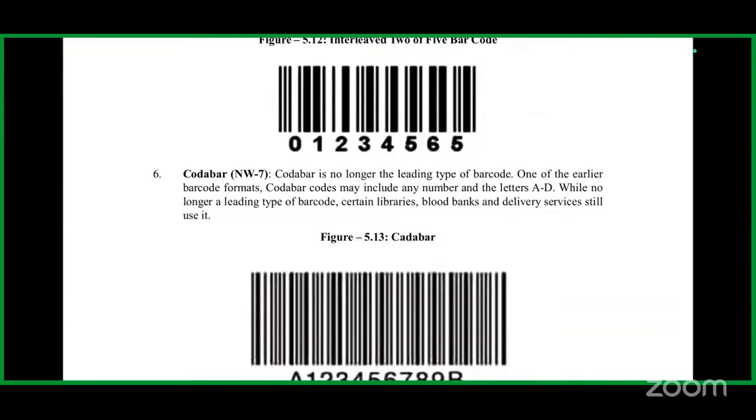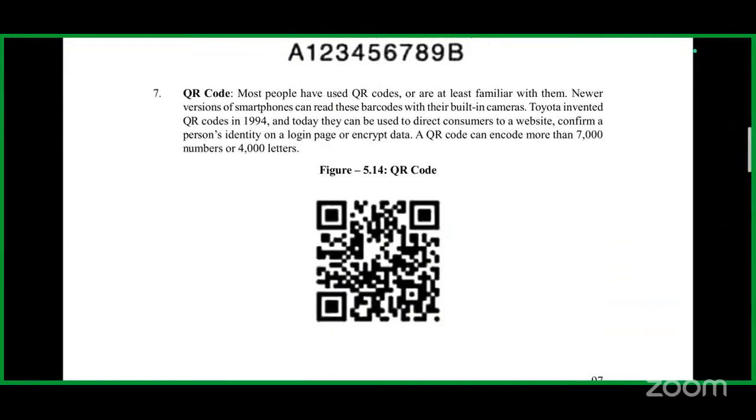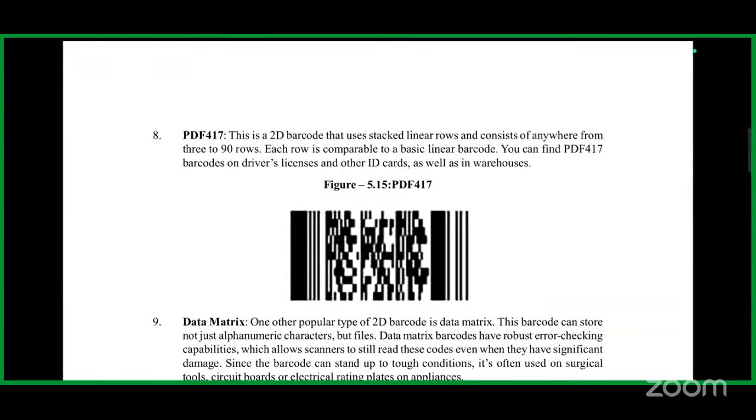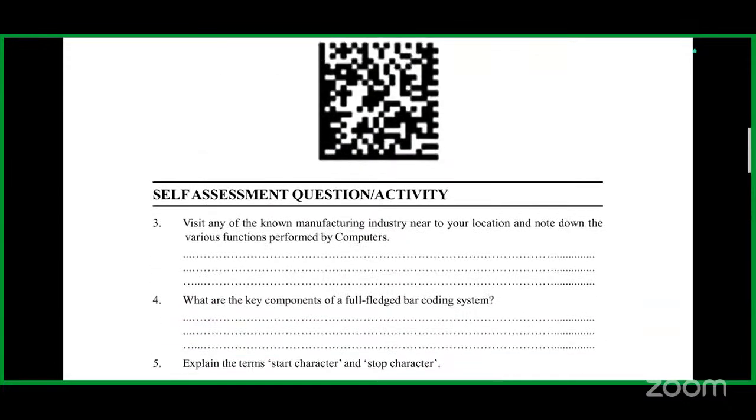And Codabar is no longer the leading type of barcode. It is one of the earlier barcode formats, and Codabar codes may include letters like A to D. Next is the QR code, which is used everywhere nowadays because newer smartphones can read it. And PDF417 is also linear and consists of anywhere from 3 to 90 rows. It's a basic linear barcode. Data Matrix is again a 2D barcode.